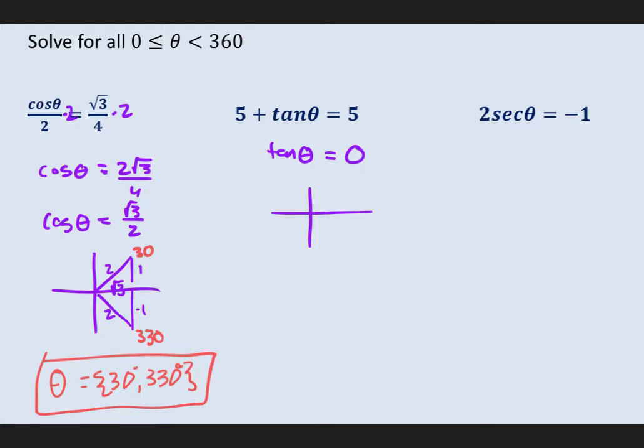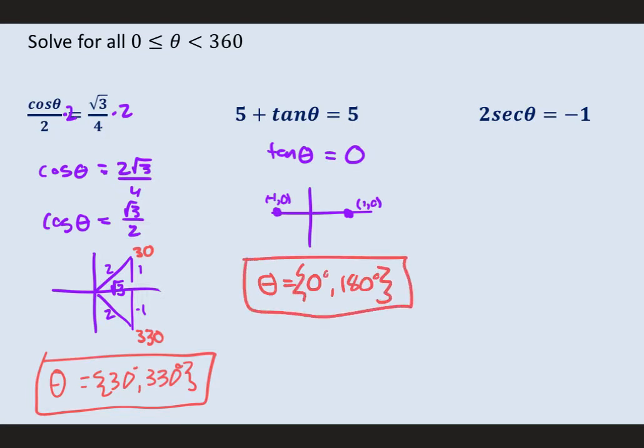Tangent is my y over my x value. So when is my y value 0? It's when it hasn't gone up or down at all. So that's these two spots right here, where y is 0: (1, 0) and (-1, 0). So that is my tangent of theta, and it is pretty easy to identify what those angles are. Those two angles are at 0 and 180 degrees. So my solution here is 0 and 180 degrees.